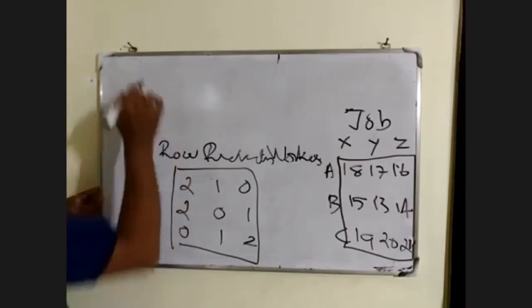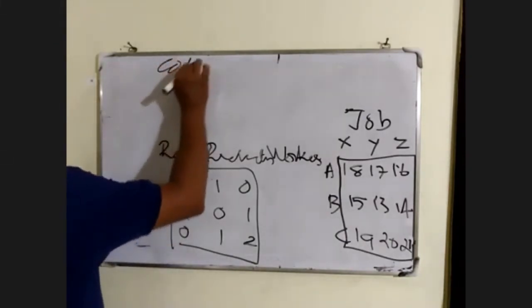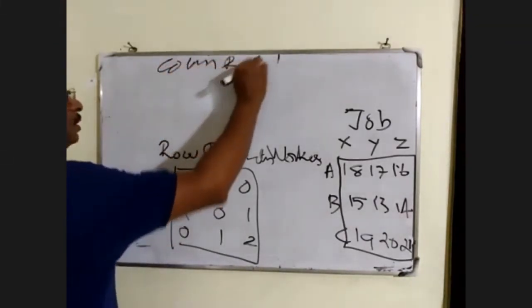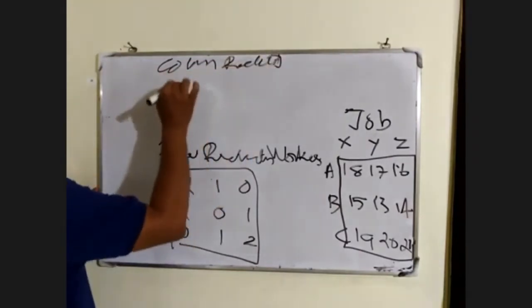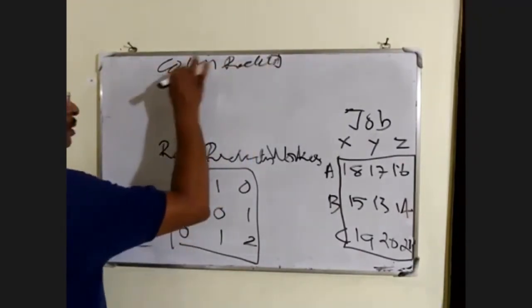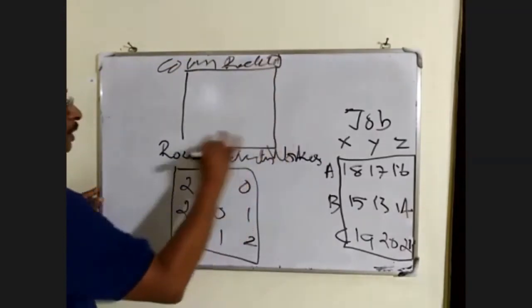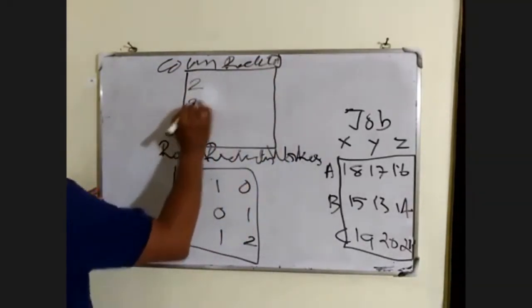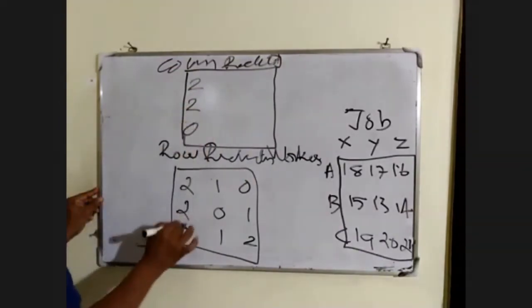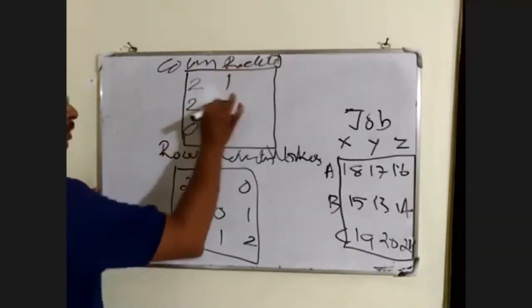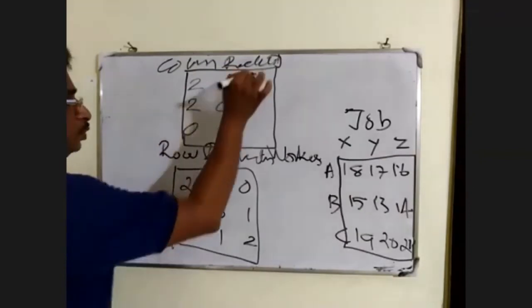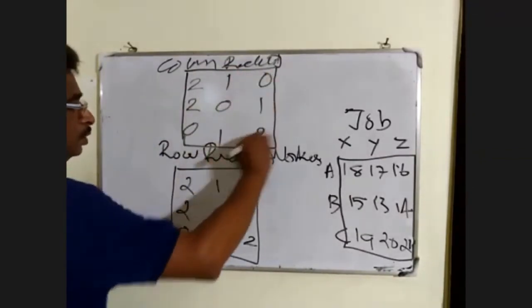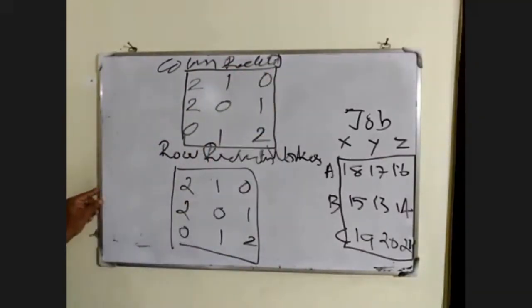Then the second step is column reduction. What is that? The first column has a 0, the second has a 0, and the third has a 0, so nothing we have to do. What are the minimum values? Okay, then what's the next step?